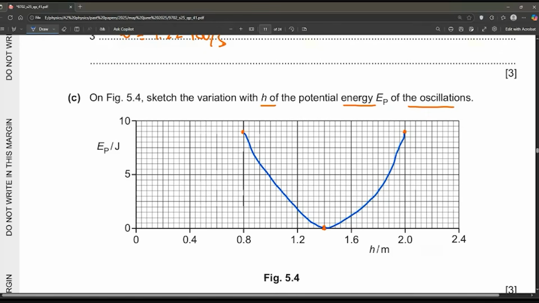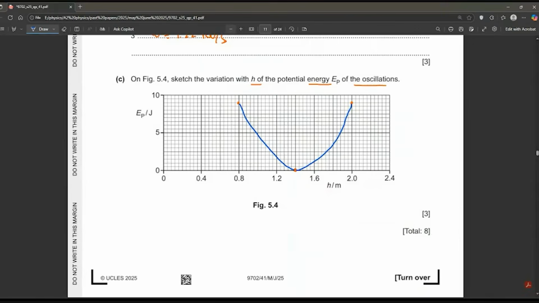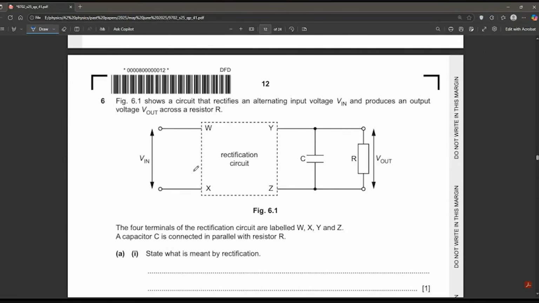ये आ गया आपका potential energy का graph. Is this clear to everyone? Okay. Figure 6.1 shows a circuit that rectifies an alternating input voltage and produces an output voltage across a resistor R. The four terminals of the rectification circuit are W, X, Y, and Z.